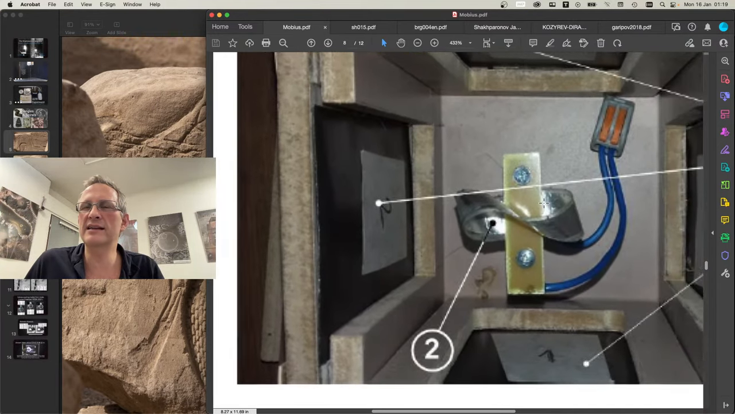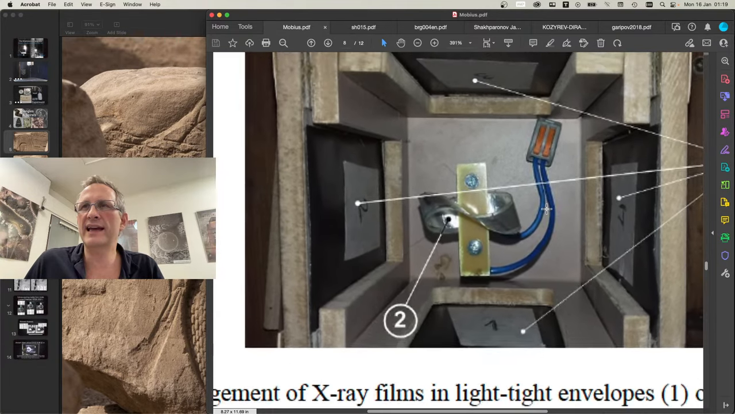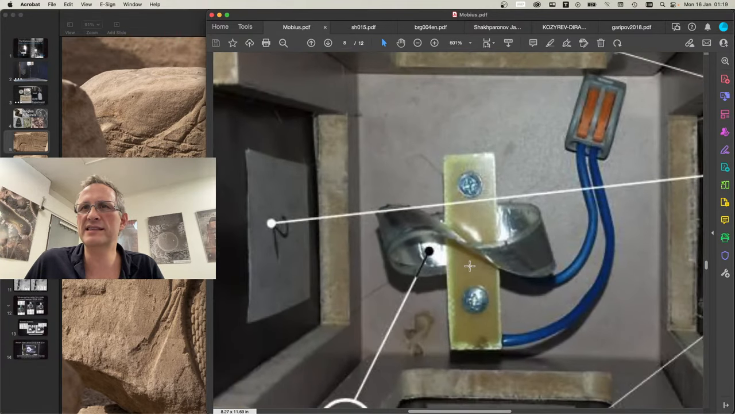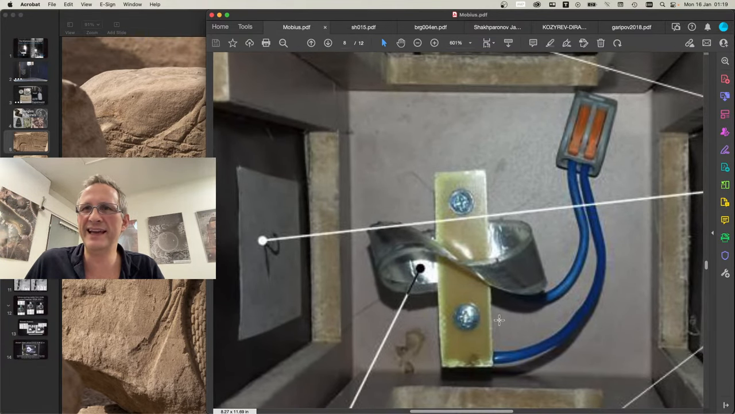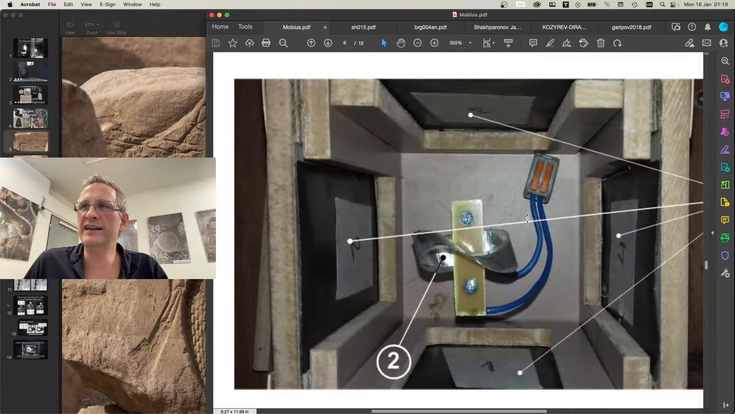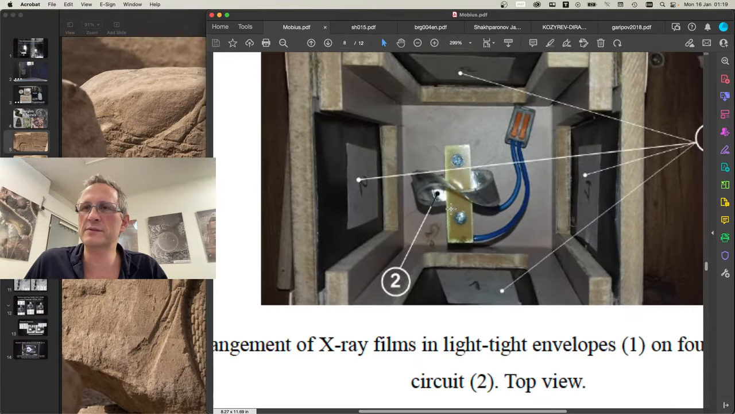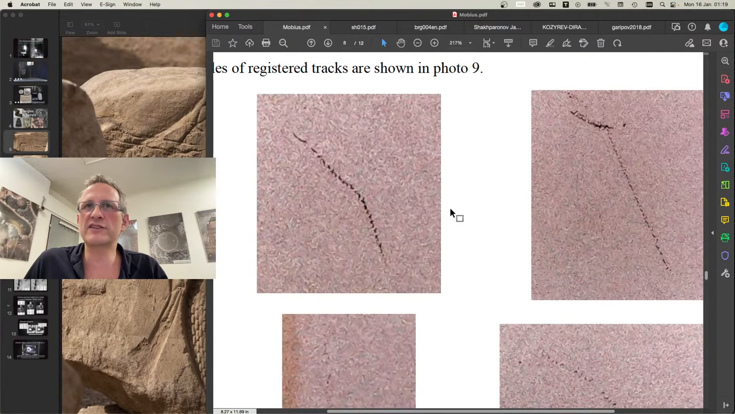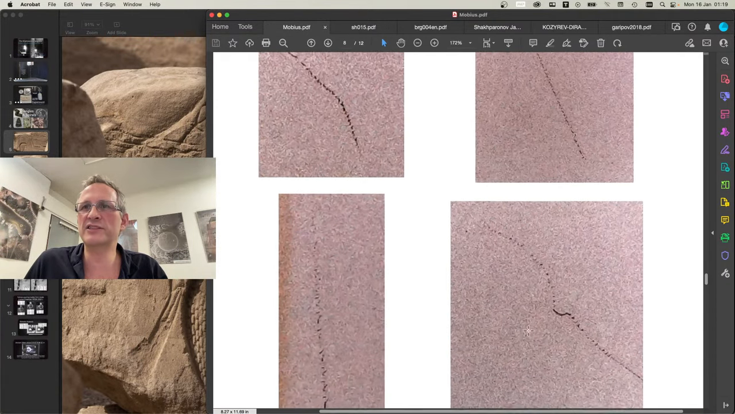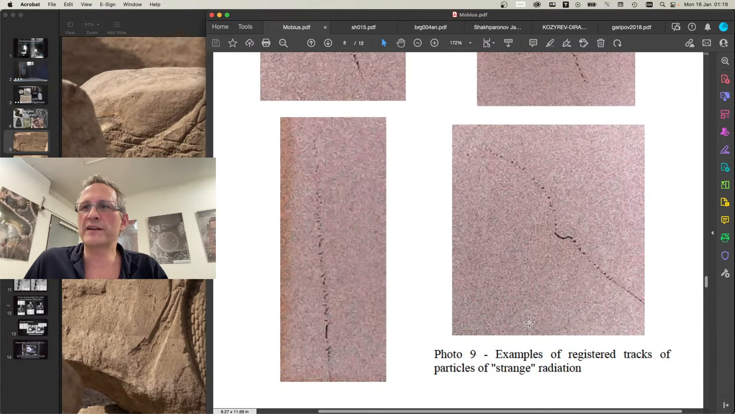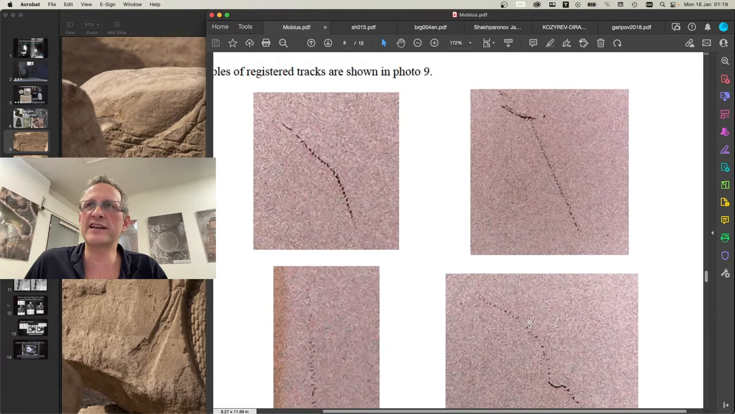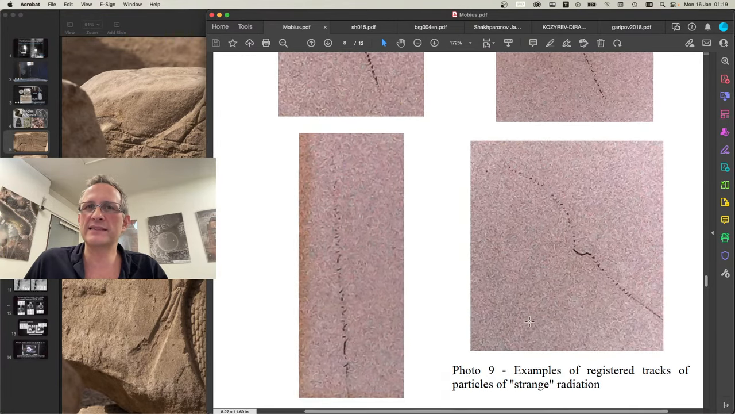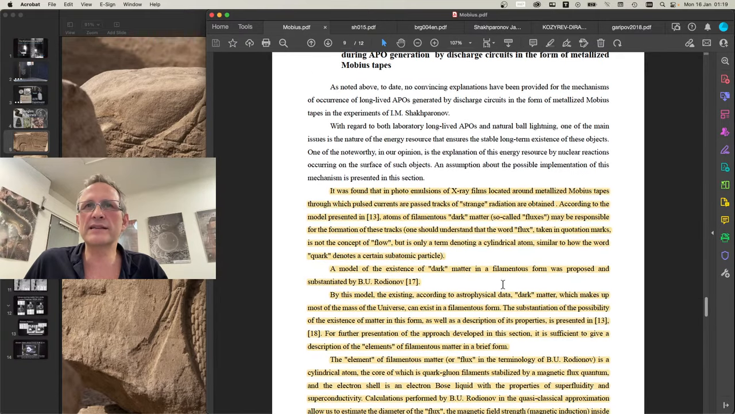Here's a setup where they put the Möbius tape. You can see this is quite clear. They've got some PCB here, probably with copper on the back, and that is providing the contact. And you've got the electrical feed in here, and then they've got some X-ray films here that they arranged around it, and this was to observe the production of strange radiation. And you can see here that each plate effectively, you know, they were observing strange radiation tracks on each plate. Okay, so it does that.